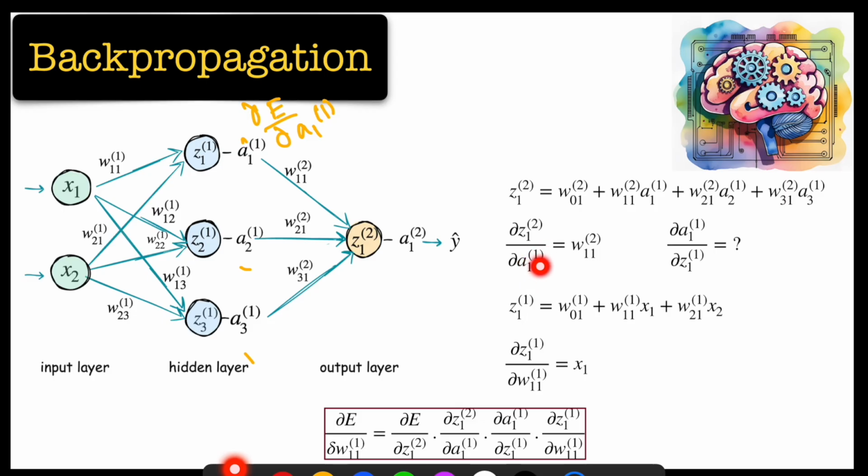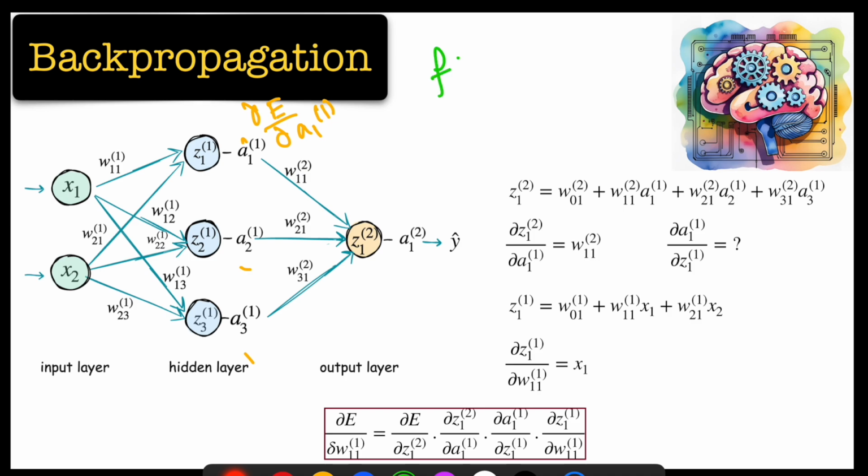Del Z12 del A11, what is it? A11 appears only here. So in all of these terms only here we have A11. So del Z12 del A11 is W112. What is del A11 del Z11? That depends, because earlier in the output layer this a1 2 was the sigmoid function, right? Here in the hidden layer the most common choice is ReLU as the activation function, right?